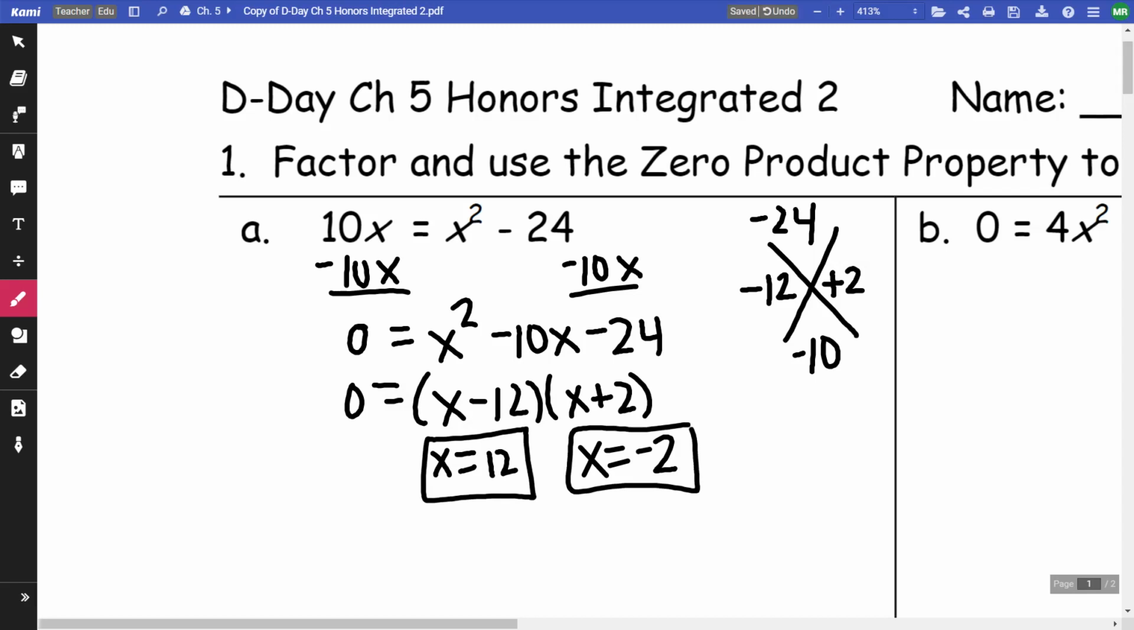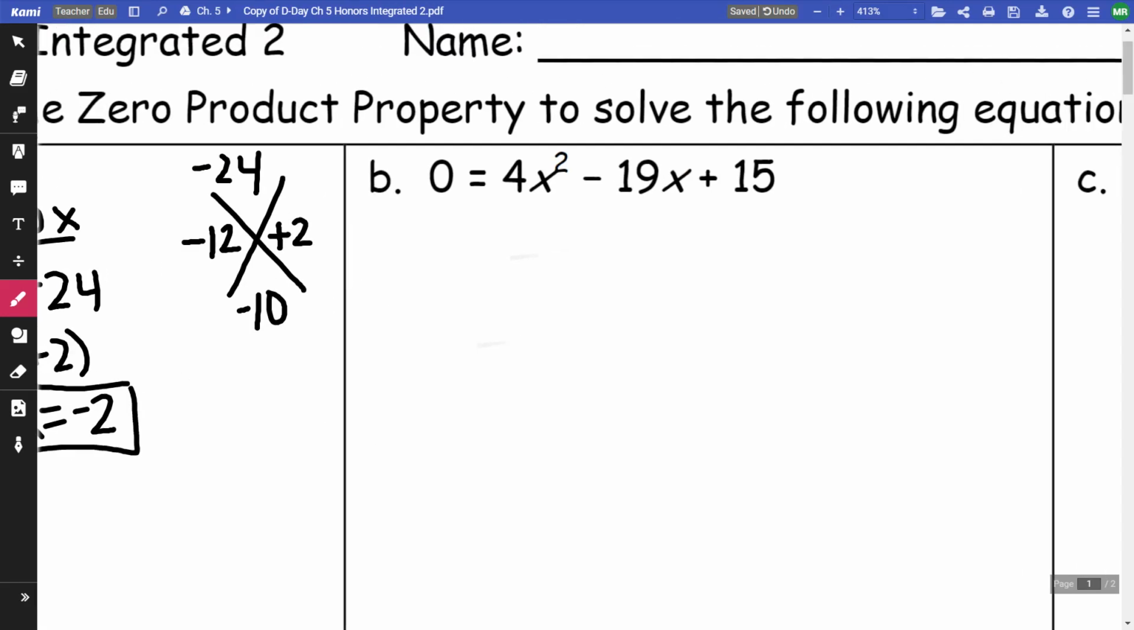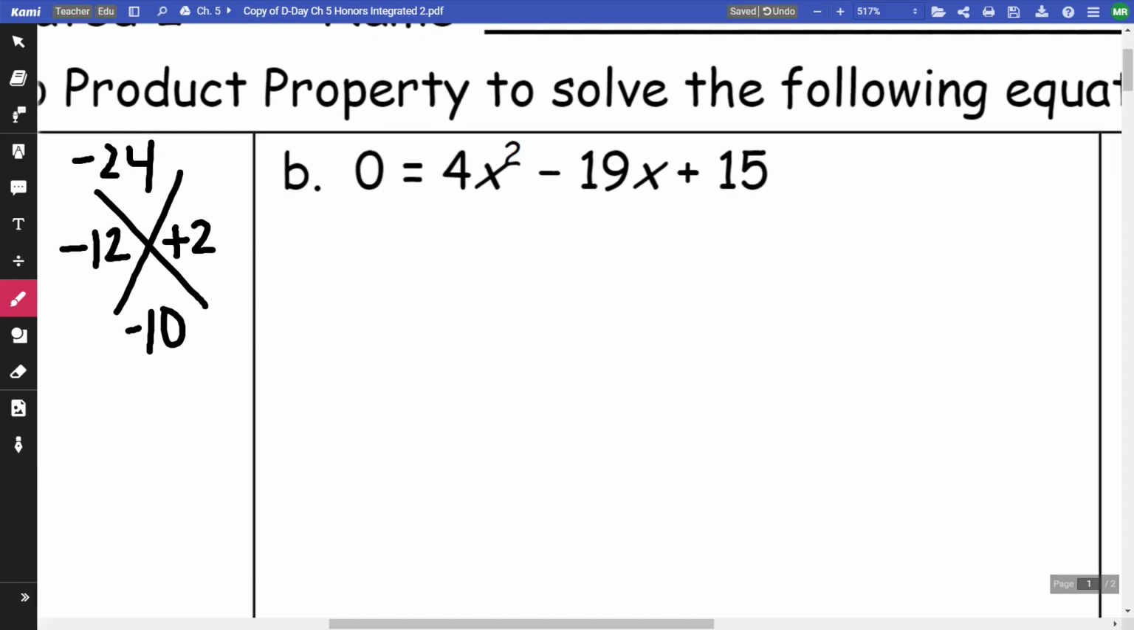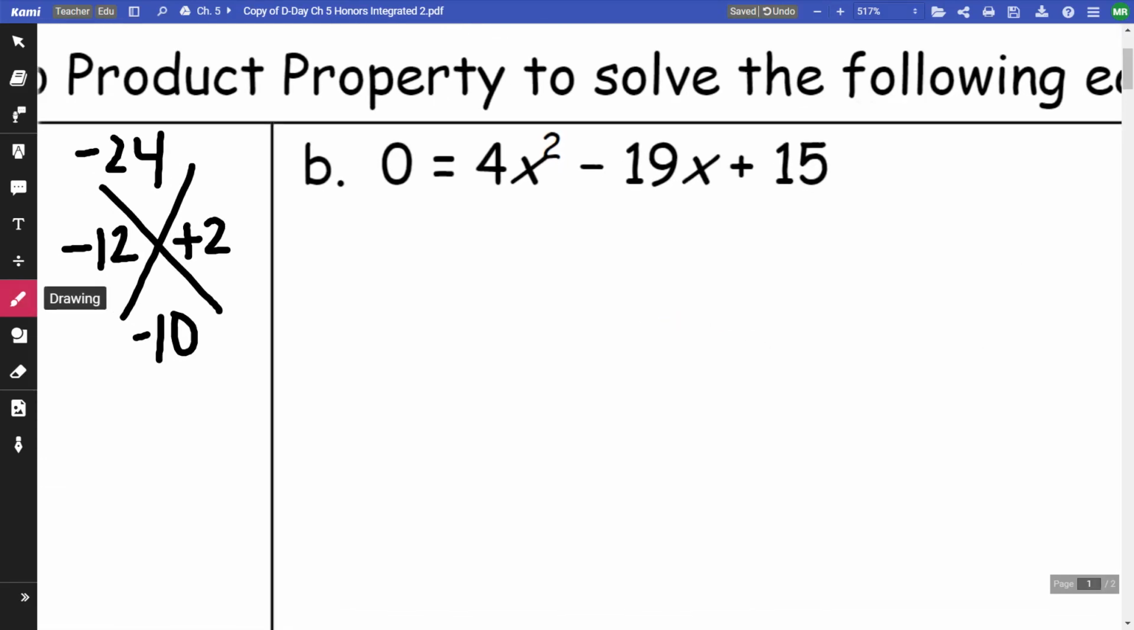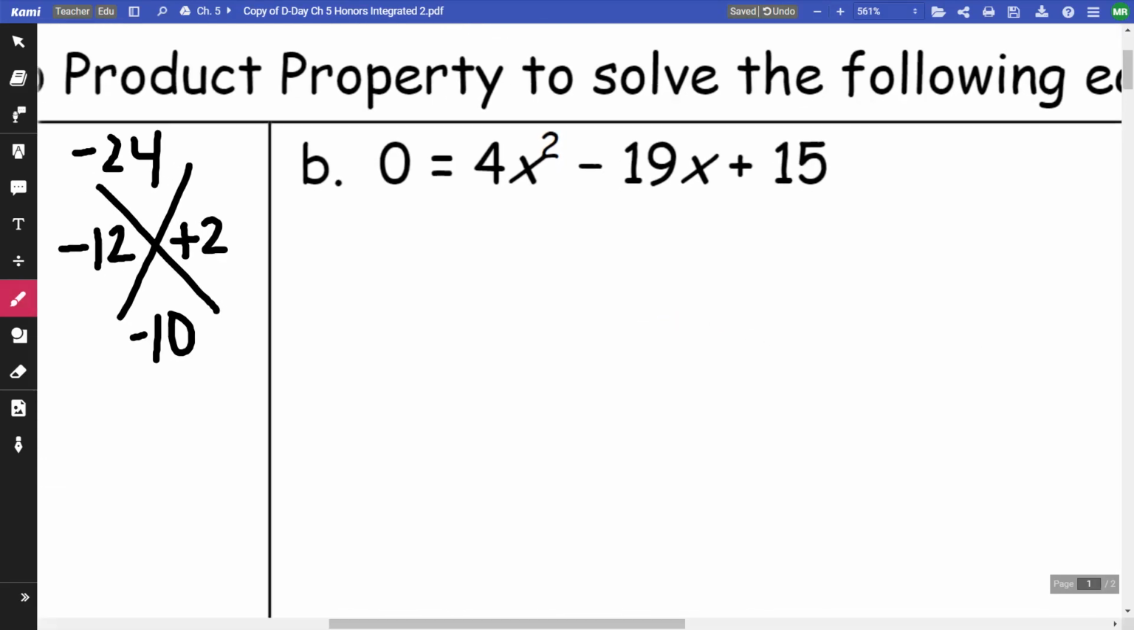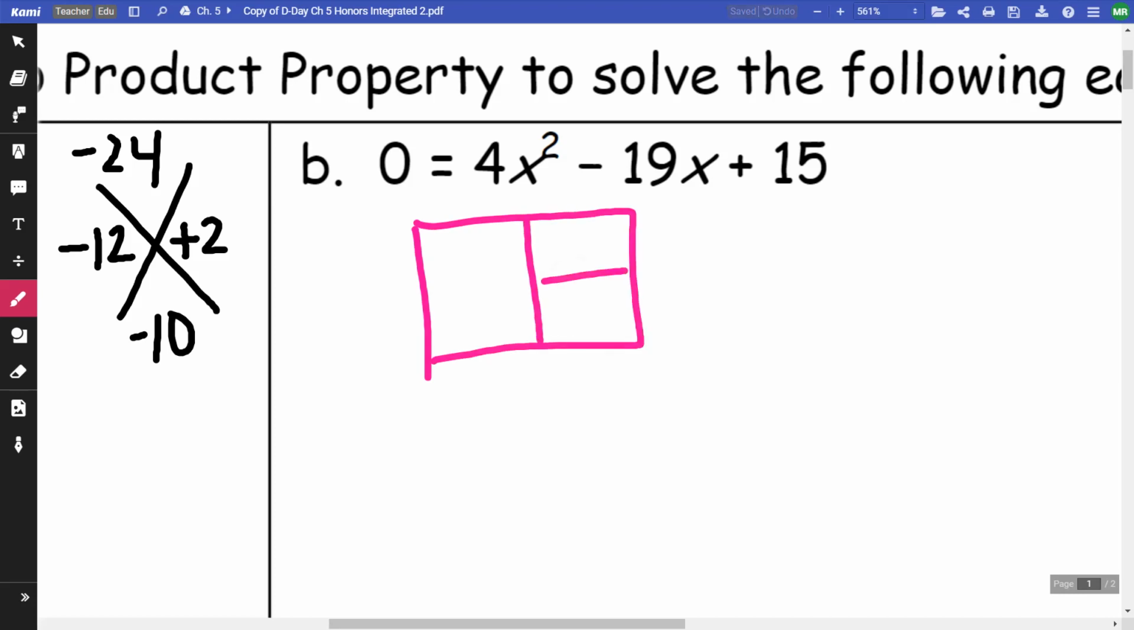On letter B, on one like this, again, always the first thing I want to do is see, hey, can I factor something out of everything? I cannot. Then I'm also looking to make sure I have a 0 on the other side, which I do. So for this one, I'm going to do a box to diamond.